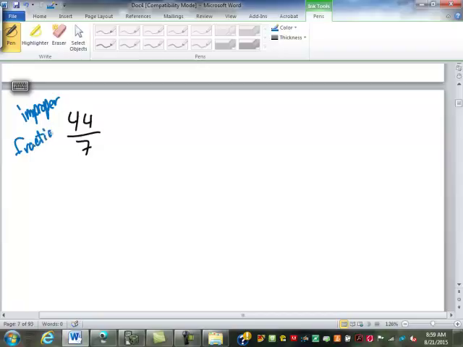Now, improper implies that there's something wrong with it. It's breaking a rule. It really isn't. There's nothing wrong with it. We just don't like having more pieces than what we need. We'd like to have whole objects instead of having that numerator bigger than the denominator. So what we're going to change it into is something called a mixed number, where we have the whole objects grouped together in whole objects and then the pieces left over.